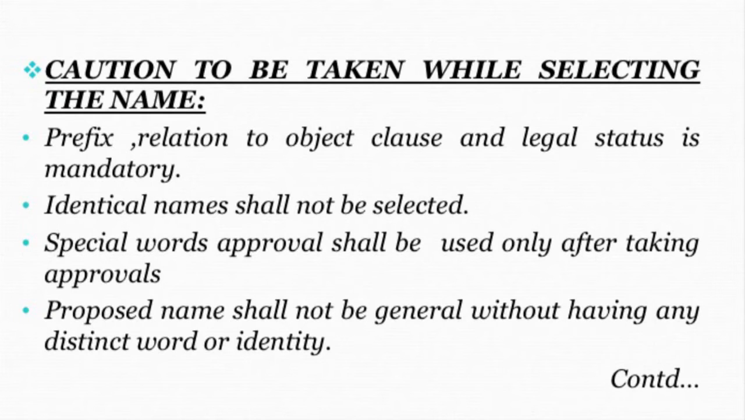Let's say that you are going for a company which typically is a chemical company. You are making an application with XYZ, let us assume, as a prefix. Now if you are going for an object clause, it should be chemical, chemicals, chemical manufacturers, or chemical traders. Do not write textile, do not write IT, because it is not relevant with your object clause, even though you may like it.